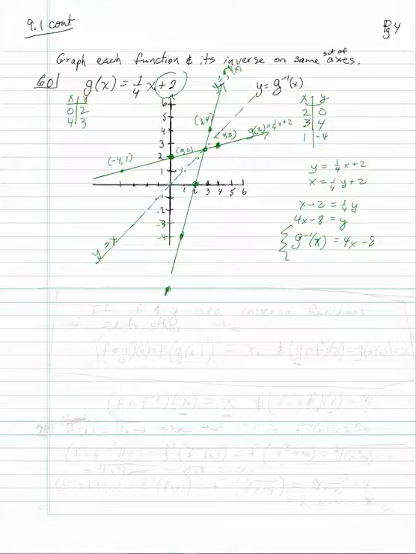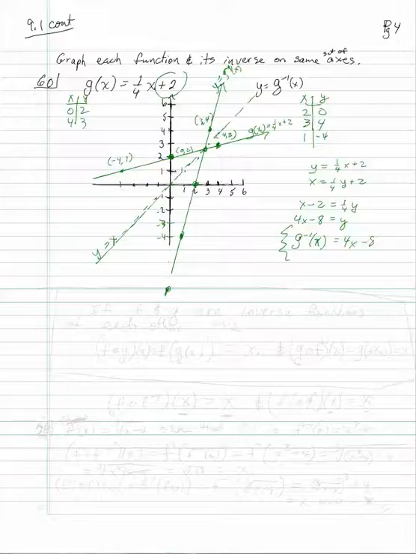You graph the one line and you just take all the x and y values and you switch them. And it's the reflection through this line y equals x, because you're switching. X becomes y, y becomes x. Okay, so that's up to you. Do it either of those two ways.